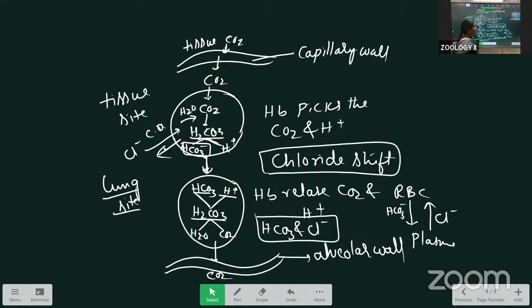Okay, this one is about the transportation of carbon dioxide. Next, the third question. The third important SAQ is the respiratory movement.